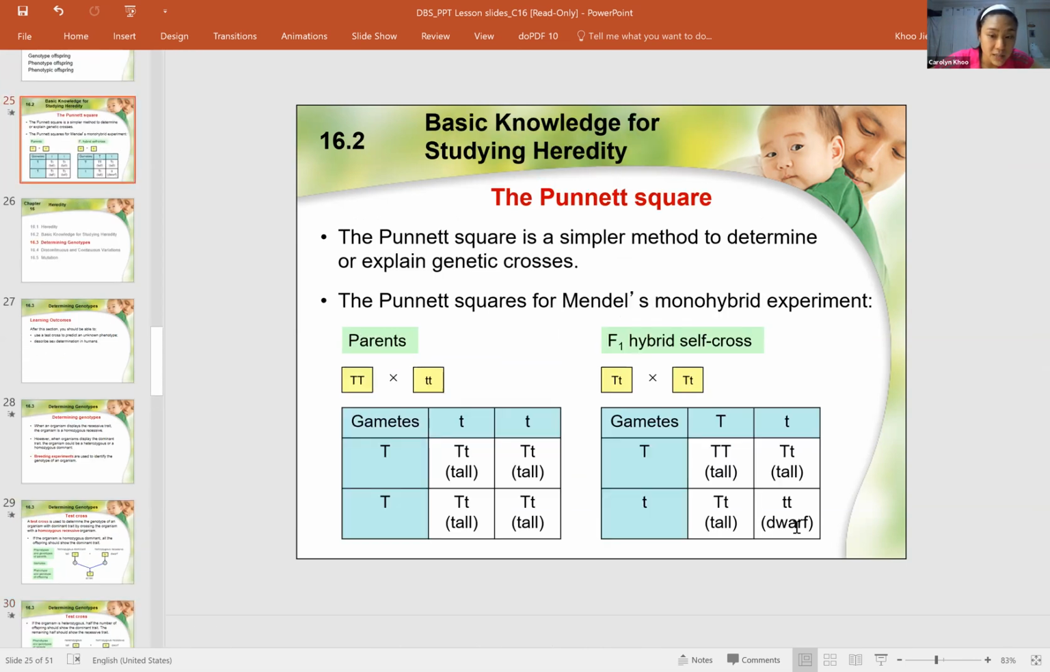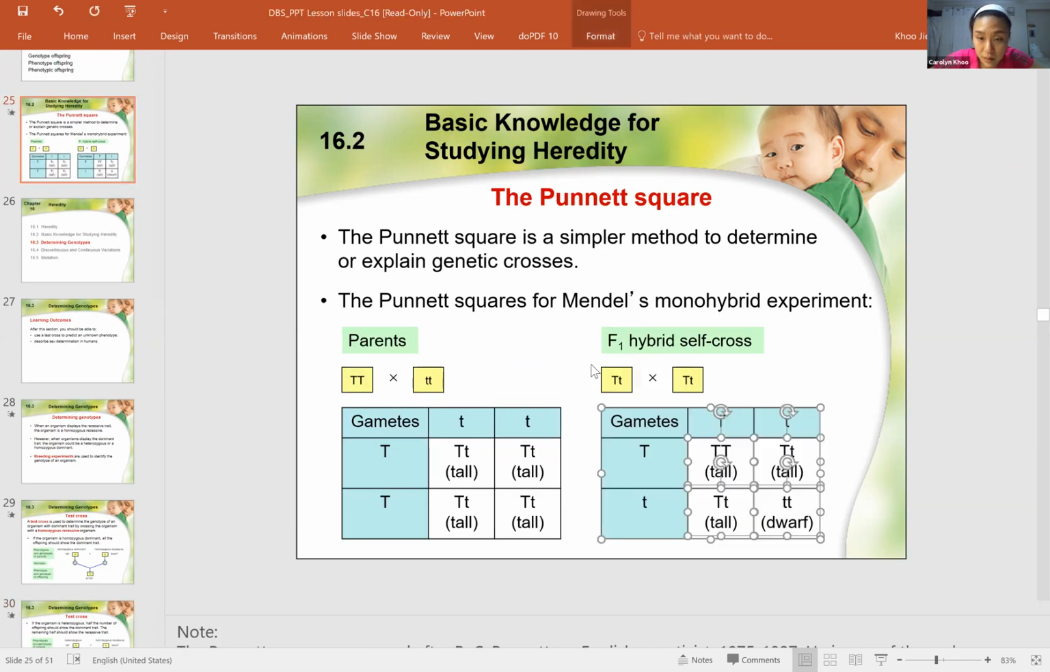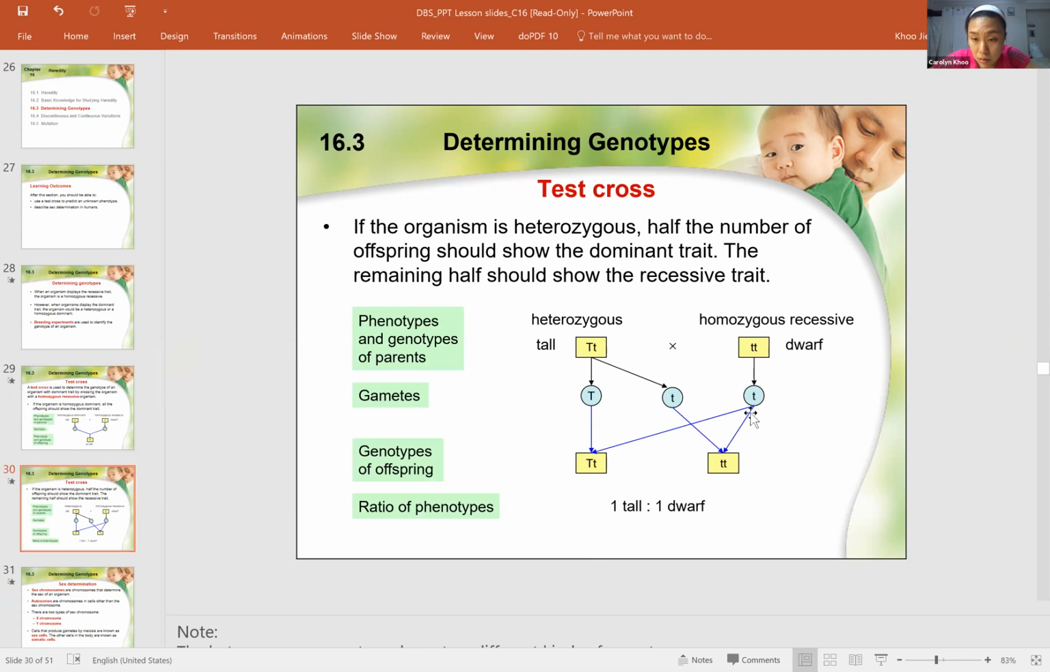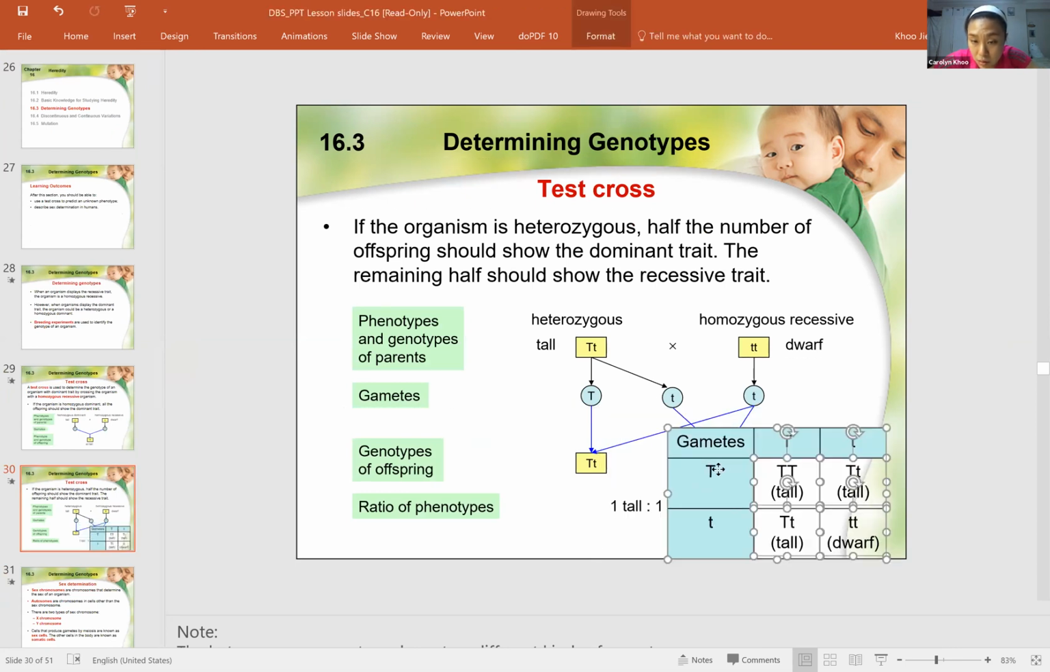Okay, I copy the Punnett square over. So big T, small t, big T, small t, small t, small t, small t. So it should be a 1:1 ratio.